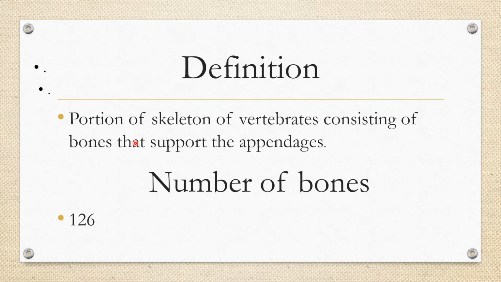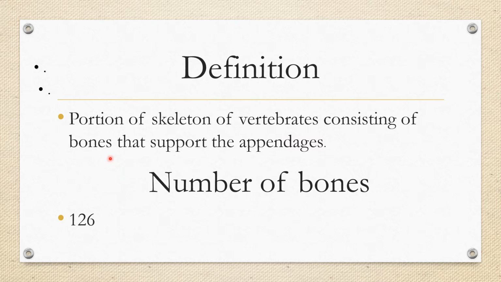Here is the definition of appendicular skeleton. The portion of the skeleton of vertebrates consisting of bones that support the appendages is known as appendicular skeleton. This means it is a portion of skeleton and it is related to vertebrates. The vertebrates are the organisms having a vertebral column.